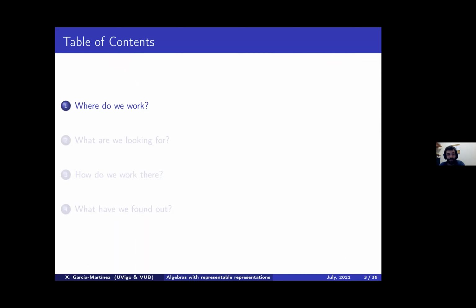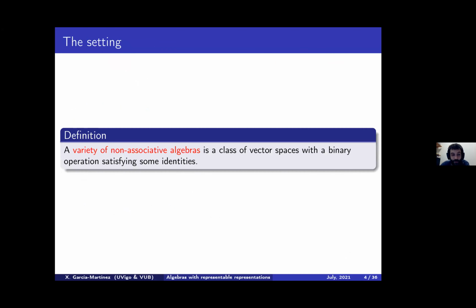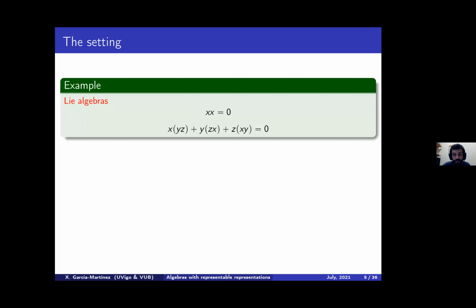So let me start by talking about where. We work in varieties of non-associative algebras. For us, a variety of non-associative algebras is just a class of vector spaces with a binary operation that satisfies some identities. So we take a class of vector spaces with one binary multiplication, and then you impose some polynomial identities that can be non-associative, non-commutative, whatever. The main example of a variety of non-associative algebras is Lie algebras. All of you know it. It satisfies these two identities, xx equals zero, and then the Jacobi identity.